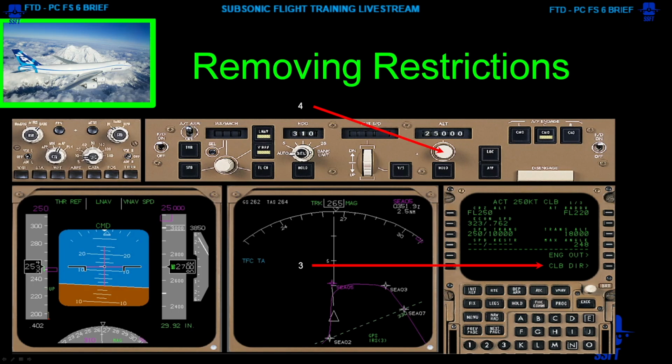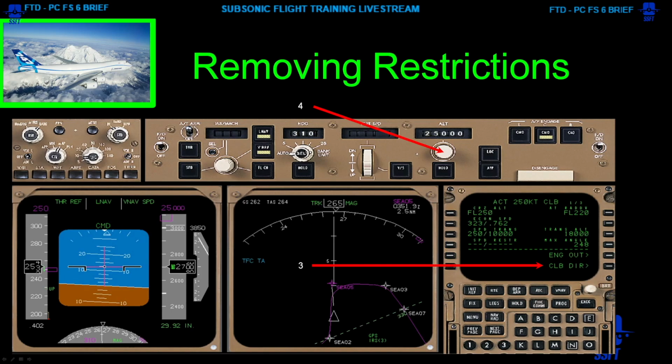And you'd have to push it again a second time to get rid of that if you were unrestricted. So again, those 4 methods to remove restrictions: delete it on the climb page, delete it on the legs page, use climb direct, or use the selector. And that's going to be the pilot flying that's going to use a selector.